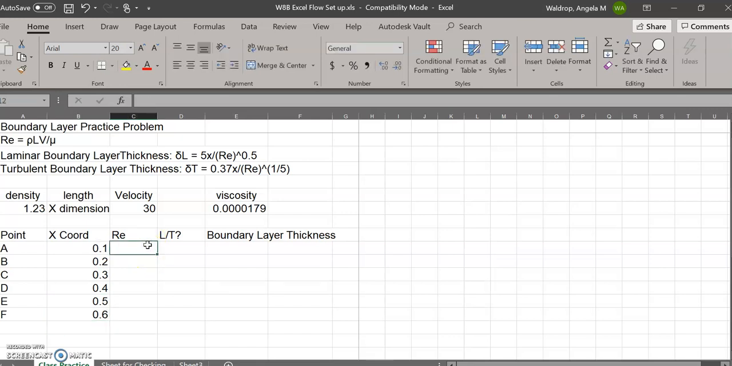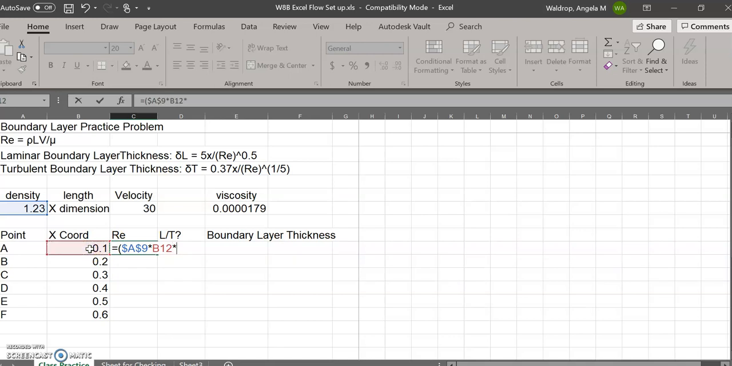I'm going to go ahead and do my calculation for Reynolds number, and I really only have to put this equation in once because I can copy and paste it for the other rows. So I'm going to go equals, and you can see my equations up here. I'm going to select my density. Now when I copy and paste this formula, it'll look to move down also, so I want to make sure that I put an absolute reference here. And if you remember, for the absolute reference I need to put a $ sign in front of the letter and the number, okay? So I've got my density, and then I'm going to multiply by my length.